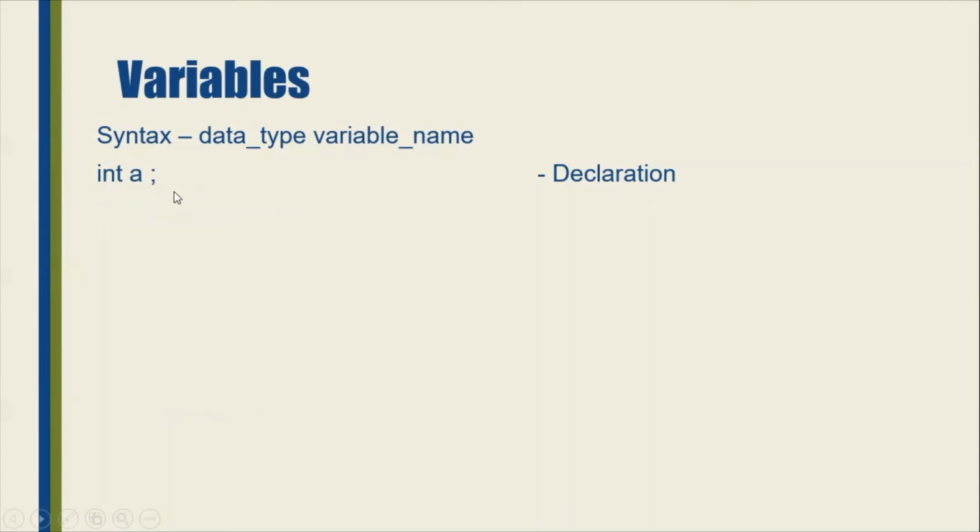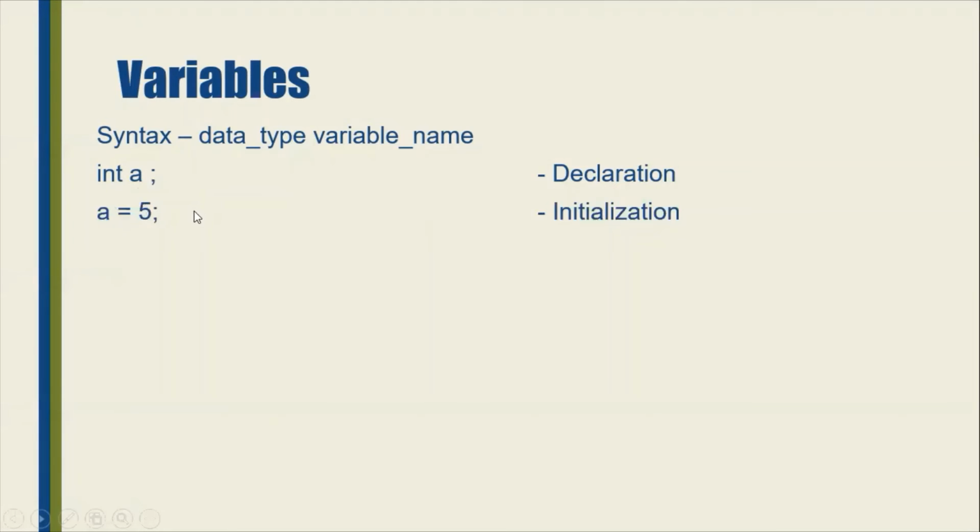So this is how we define a variable: int a followed by a semicolon. This is called declaration. Now I assign the number 5 to this variable a. So this means I am going to initialize variable a with value 5.